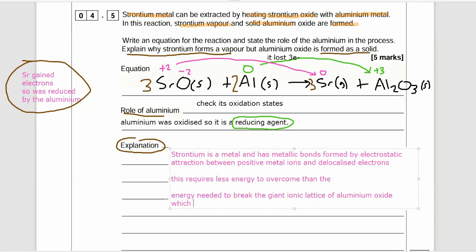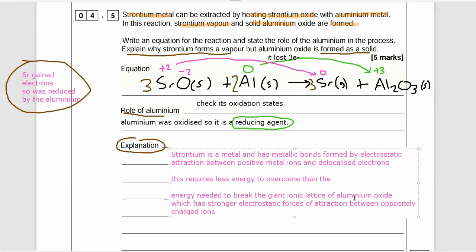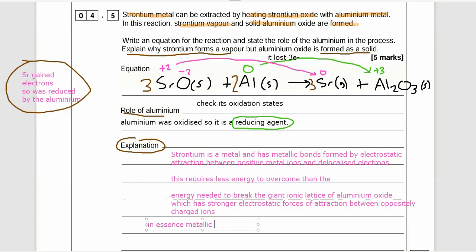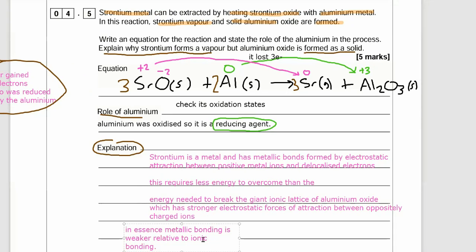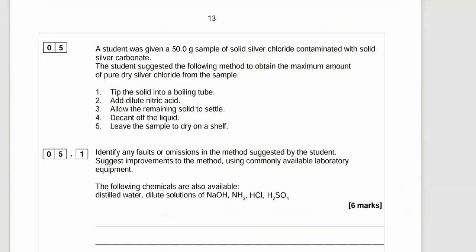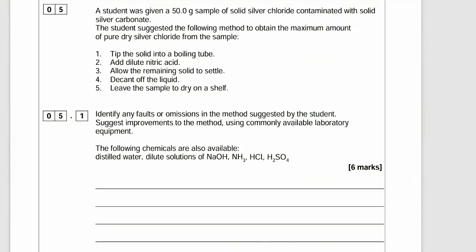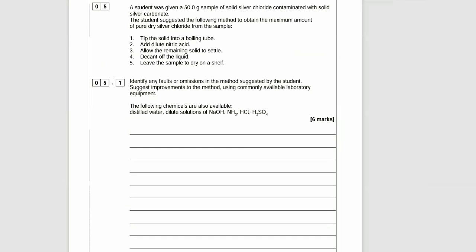So what bonding do we have in aluminium oxide? Well, it's a giant ionic lattice. So aluminium oxide has strong ionic bonds, which means we have strong electrostatic forces of attraction between oppositely charged ions. In essence, what we're being shown here is that metallic bonding is relatively weak compared to ionic bonding. Now, metallic bonding is quite strong. Most metals are solids other than mercury at room temperature, but we're getting the impression here that it's not as strong as ionic bonding. Okay, let's move on.